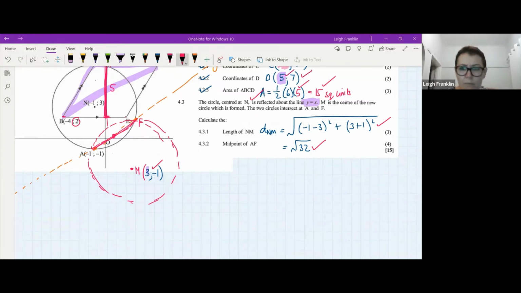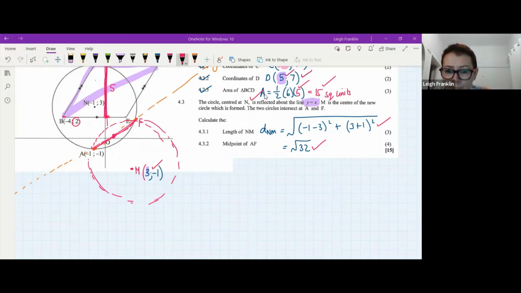Can't we use the coordinates of O? Okay, but how do we know that that line goes through O? Because our y is equal to, okay. No, but what I'm saying, Ma'am, is, how do we know that line AF goes through O? I don't think we know that.